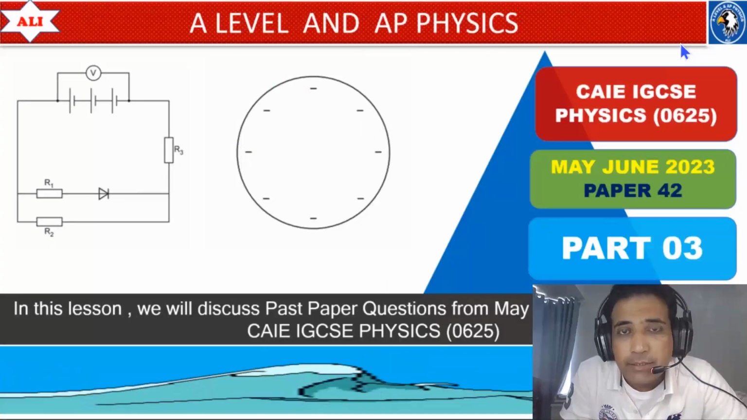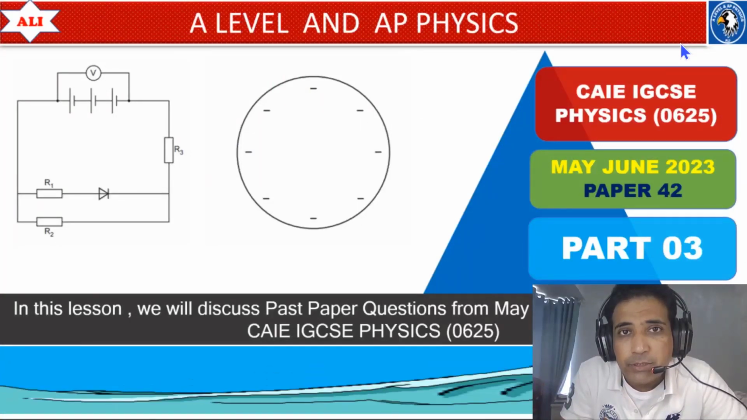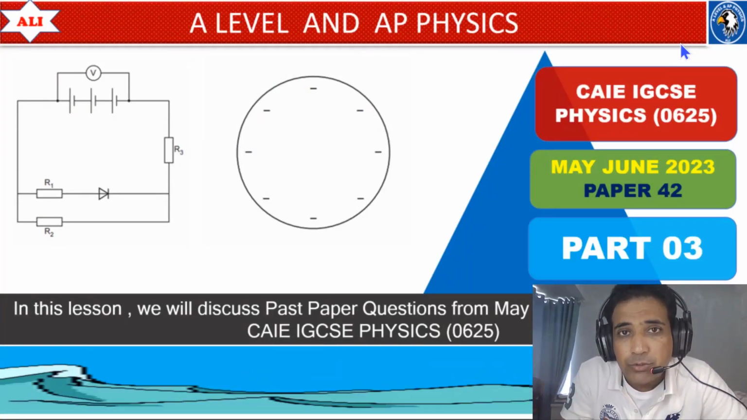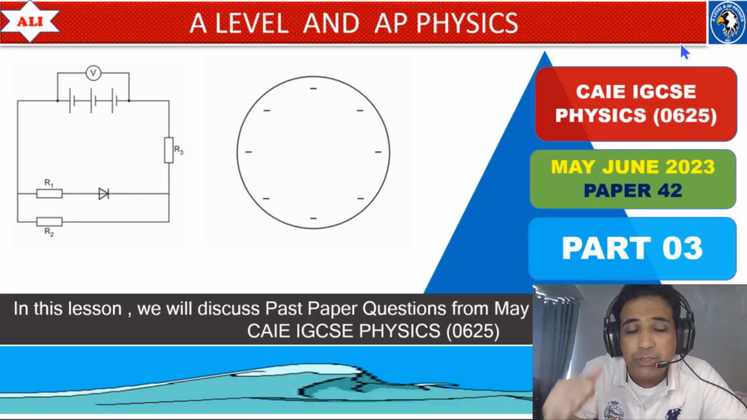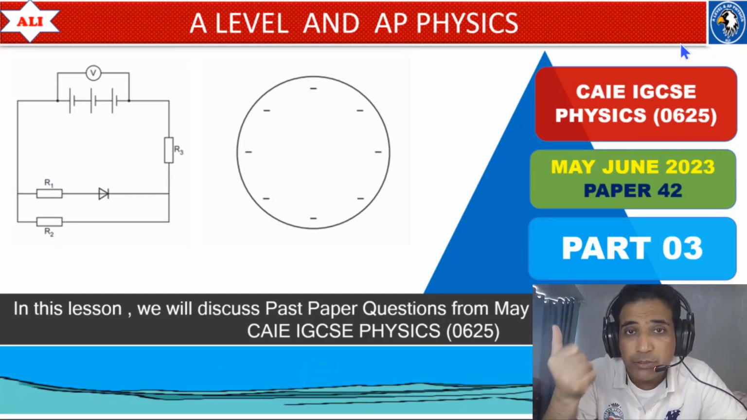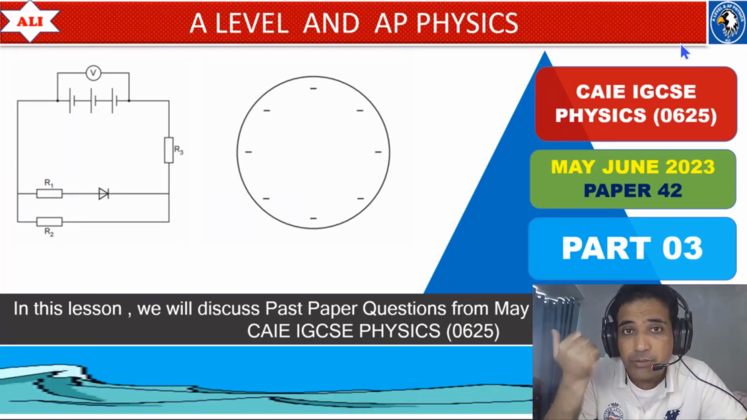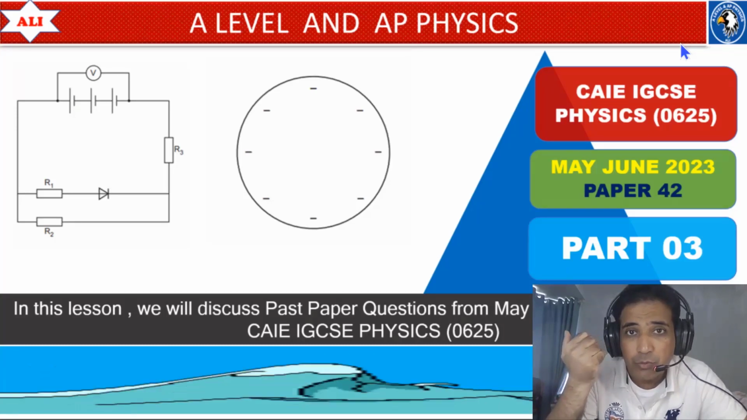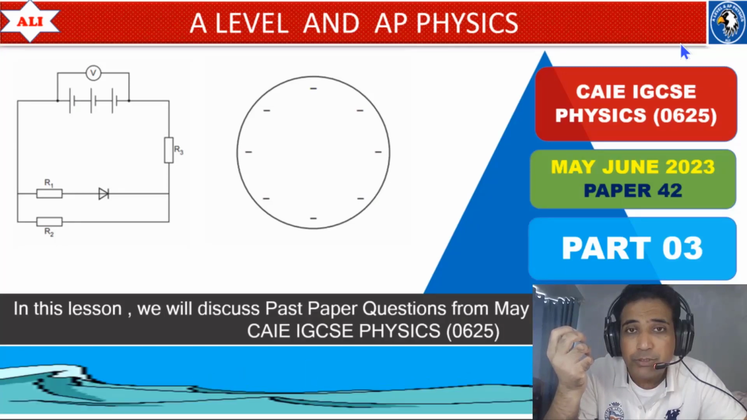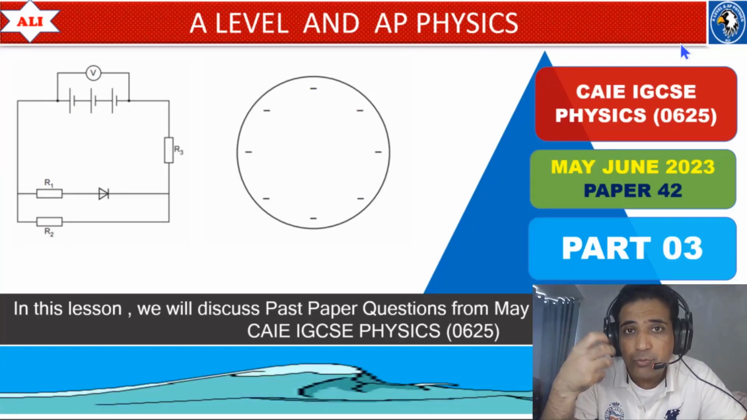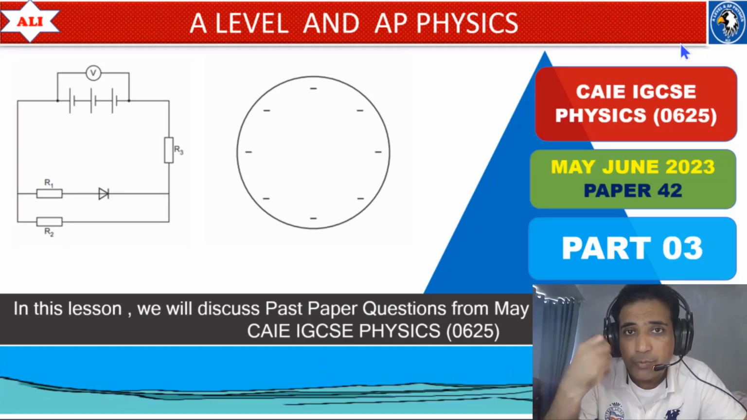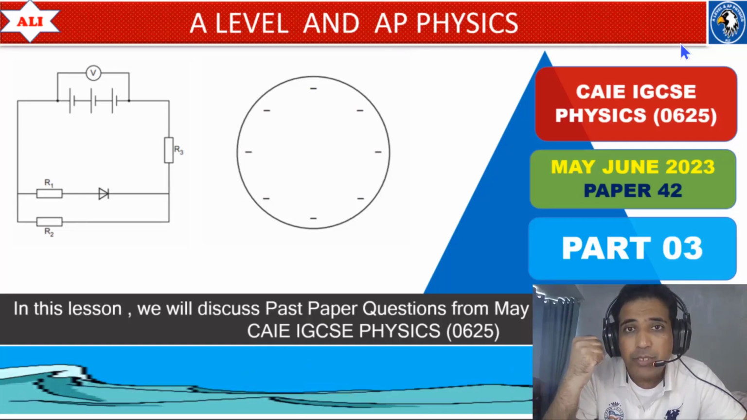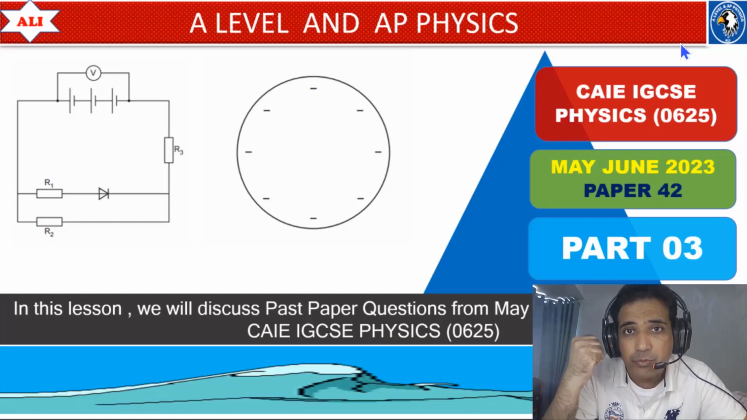Welcome to A-Level and AP Physics. In today's lesson, we will discuss past paper questions from June 2023, Paper 4, Variant 2. We will talk about electromagnetism, magnetic field, electric field, DC circuits, and also astronomy and cosmology. As always, we will discuss these questions in detail so you can improve your conceptual understanding of these topics. Let's study together, let's improve together.